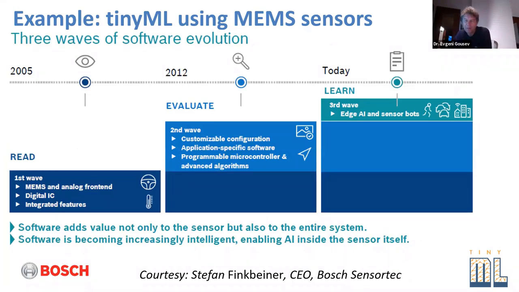So the next example is quite remarkable in terms of scale, because as you know, Bosch is a big global company, one of the leaders in the sensor world. In fact, I think they're number one today. They kind of change places between Bosch and STMicro. I think Bosch was number one last year. And this slide I borrowed from Stefan, the CEO of this company.